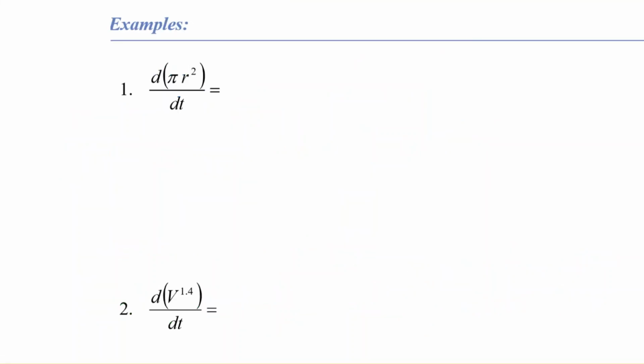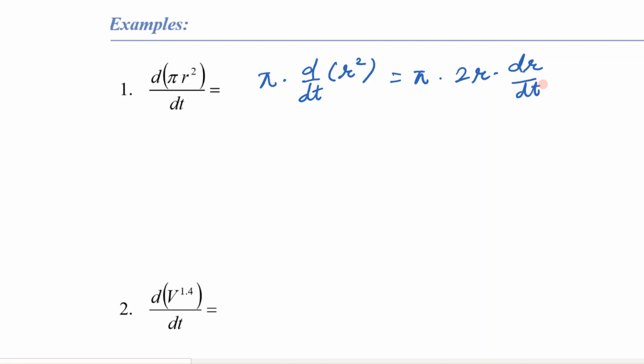Let's do a few more examples for practice. Find the derivative of pi r squared with respect to t. In this case, pi is a constant and we want to take the derivative of r squared with respect to t. Again, first we're going to apply the power rule, so derivative of outside, 2r, and then dr over dt by chain rule. So we get 2 pi r dr over dt.